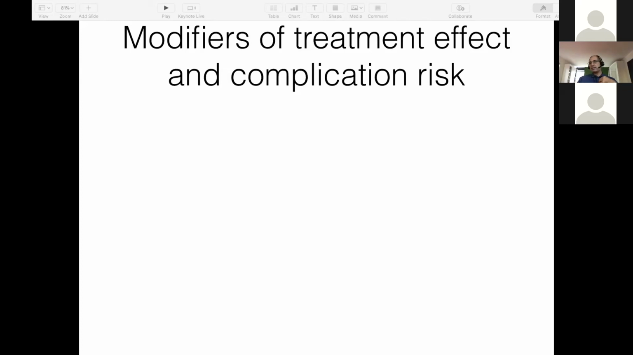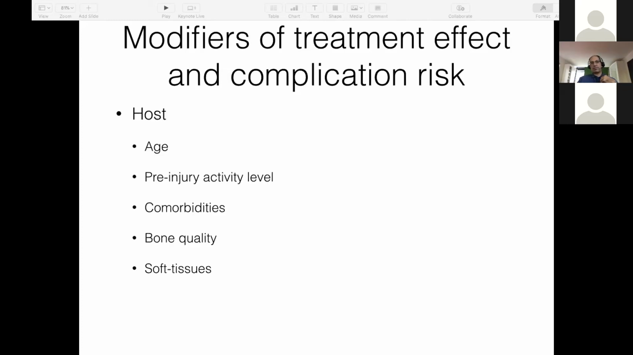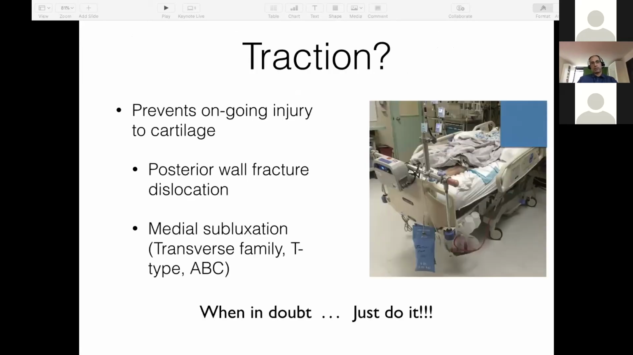Obviously, the decision-making process is modified by host factors. Age really makes a difference in terms of whether that patient is going to get surgery, and what kind of surgery they're going to get. Is it going to be ORIF? Is it going to be CRPP? Is it going to be a hip replacement, right? Pre-injury activity level matters a lot. Comorbidities matter a lot. Obviously, the availability of a surgeon who's skilled in this kind of surgery makes a difference.